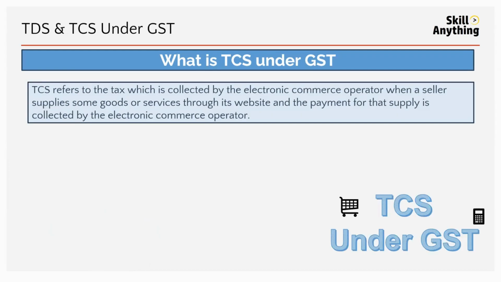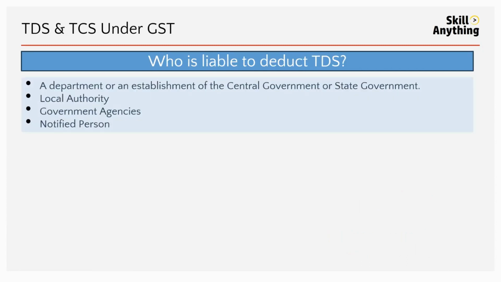What is TCS under GST? TCS is a tax which is collected by the electronic commerce operator. Whenever sellers sell their goods or services through the website, the TCS on the payment for that supply is deducted by the electronic commerce operator.